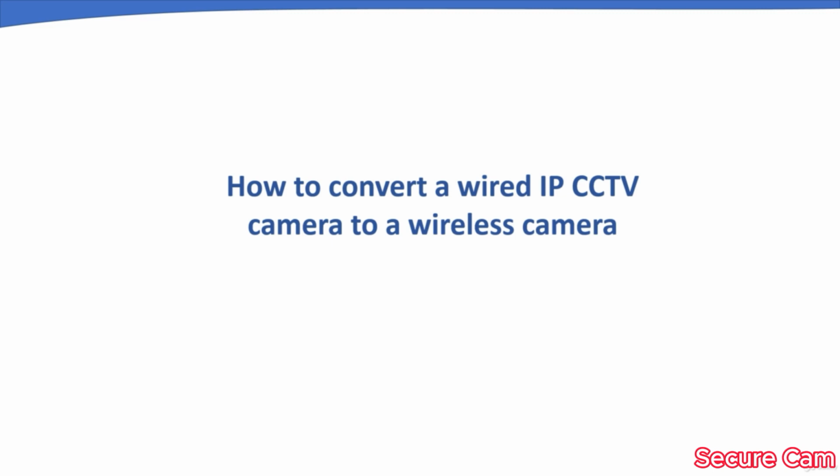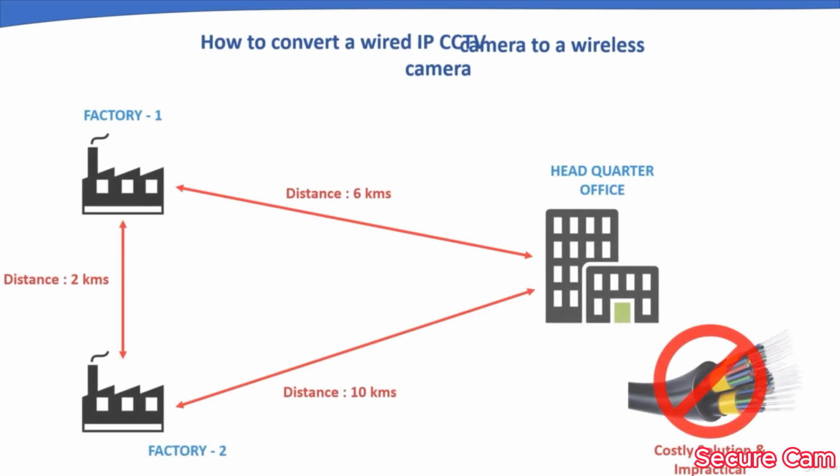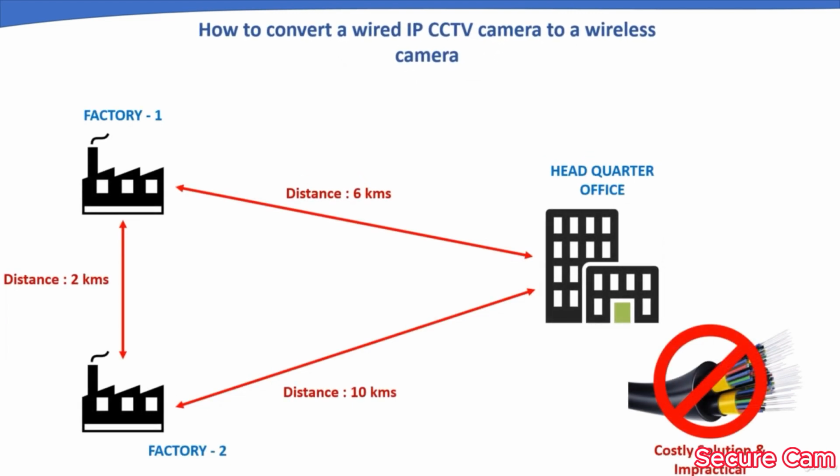In this chapter, we will learn about how you can convert a wired camera into a wireless camera. Let's assume that your customer has two factories, Factory 1 and Factory 2, at two different locations.